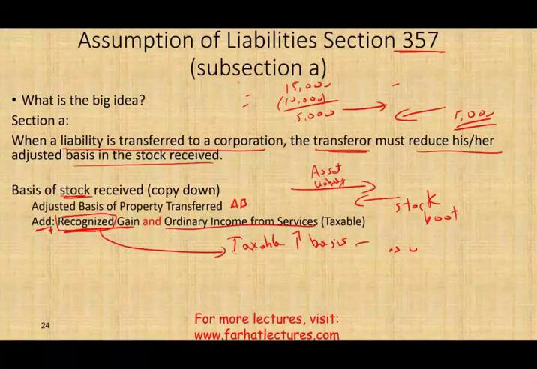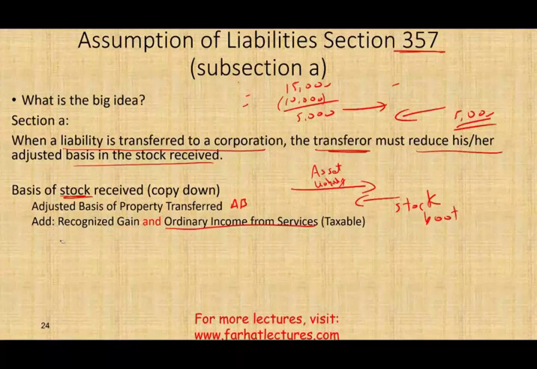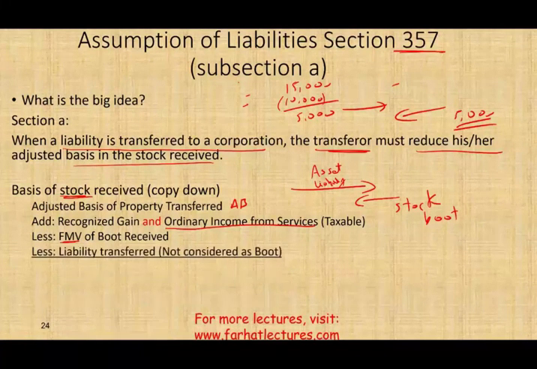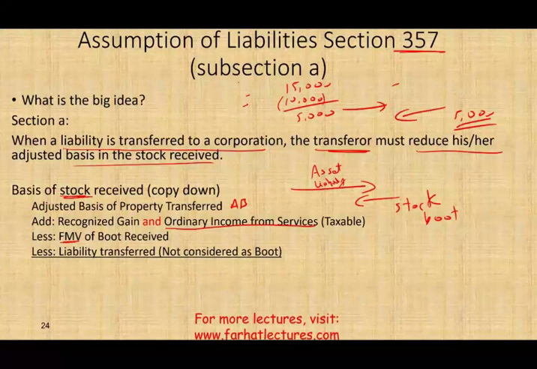Therefore, you'll start with your adjusted basis and you add to your adjusted basis any recognized gain based on the boot received of the formula that we looked at earlier, plus any ordinary income you received from services. Then you subtract the fair market value of boot received. Whatever boot received from the corporation, you deduct the fair market value of that boot received, and that's going to reduce your basis. Then you subtract liability transferred if it's not considered a boot. Now you might be saying, what does that mean if it's not considered a boot?